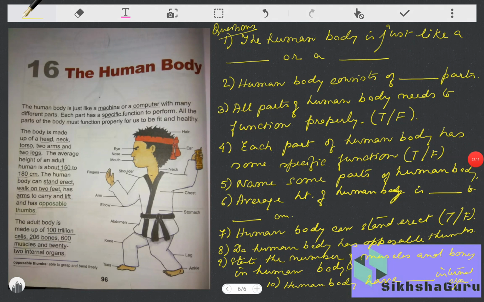So write down the questions. First one, the human body is just like a dash or a dash. Number 2, the human body consists of dash parts. Number 3, all parts of the human body need to function properly. True stroke false. T means true, F means false. Number 4, each part of the human body has some specific function. T stroke F. Name some parts of the human body. Number 6, average height of the human body is dash to dash centimeter. Number 7, the human body can stand erect. T stroke F.